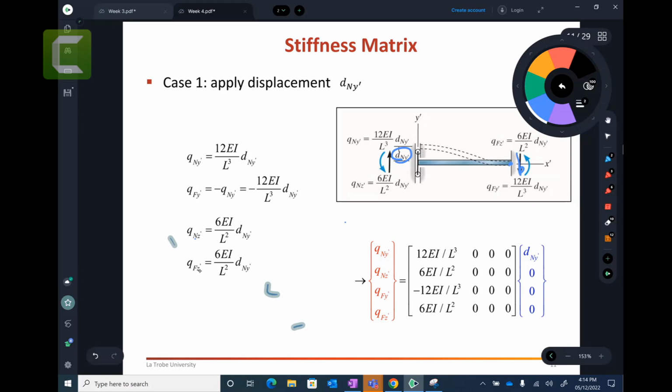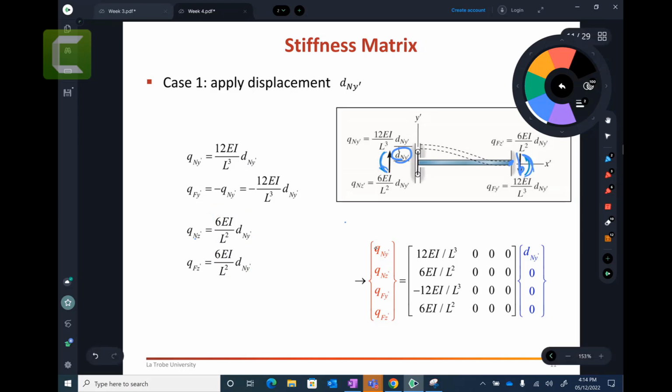Now, once you have this force here, it will also create a moment, because this is a fixed support. This is fixed on the other end, so it will create a reaction moment as well. That reaction moment would be 6 EI on L squared times d_y dash. And similarly, for equilibrium, you have on the other side as well 6 EI on L squared times d_y dash. So this is the displacement required to create all these reaction forces, shear forces and so on.